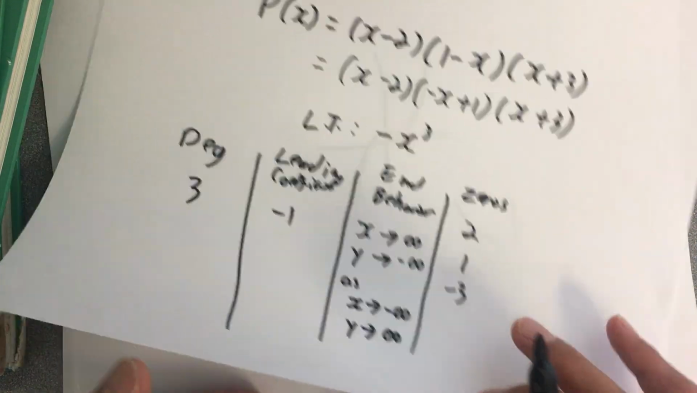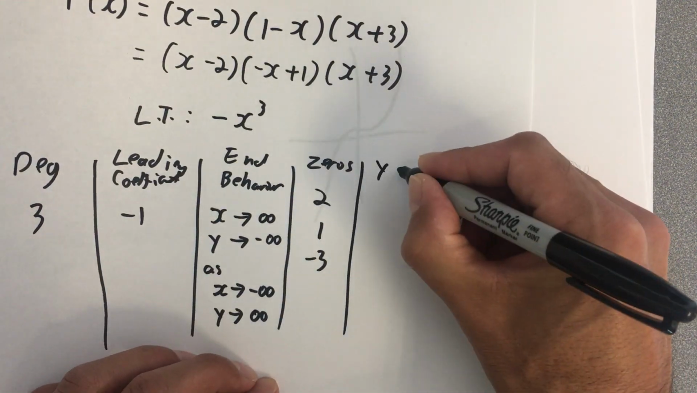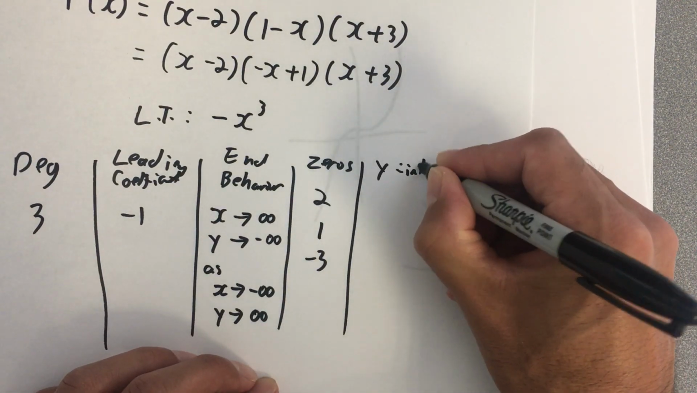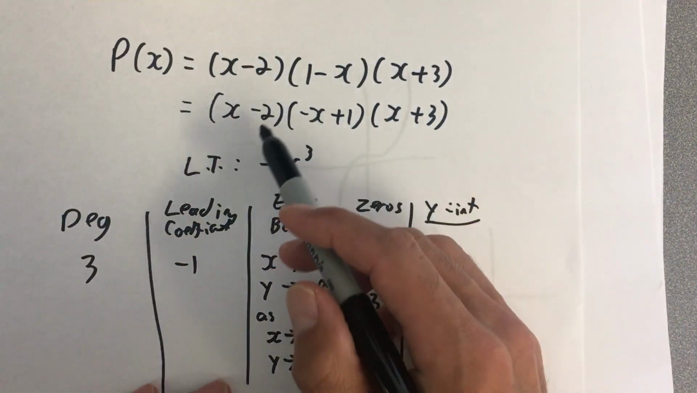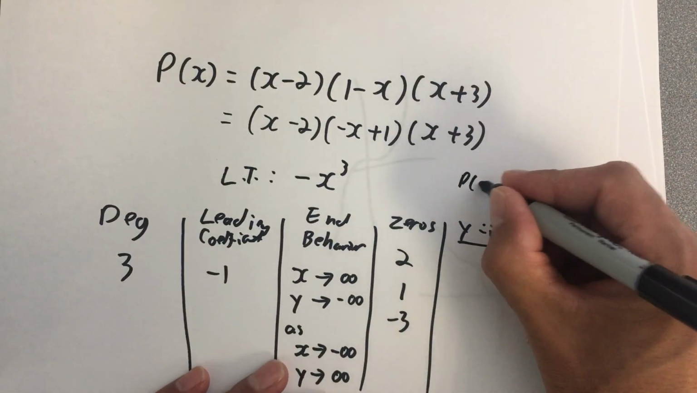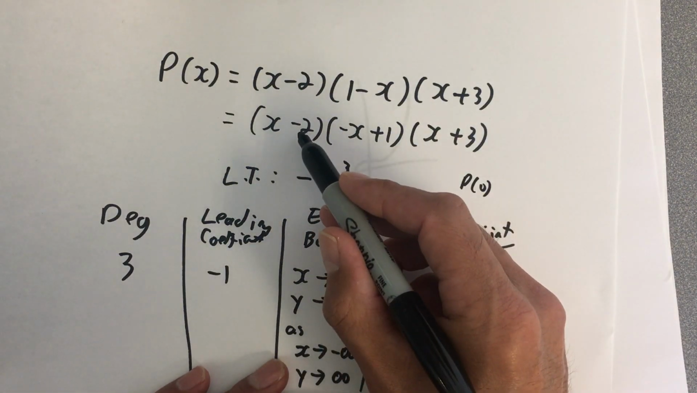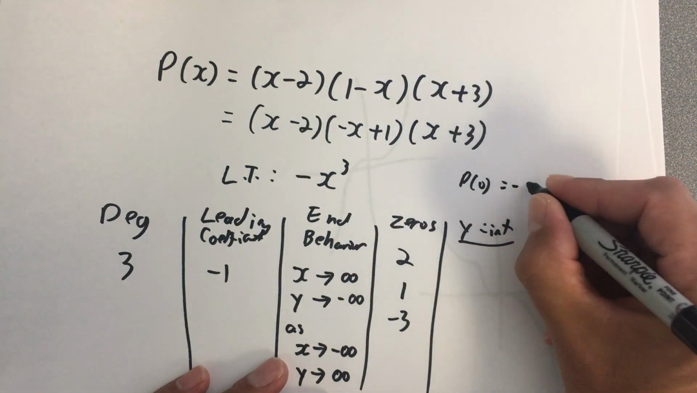Finally, the y-intercept. For the y-intercept, we make x equal to 0. And we've got, if x is 0, our polynomial at 0 is going to be negative 2 times positive 1 times positive 3. That's negative 6.